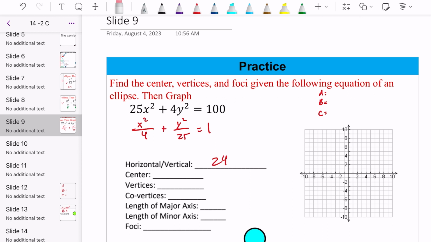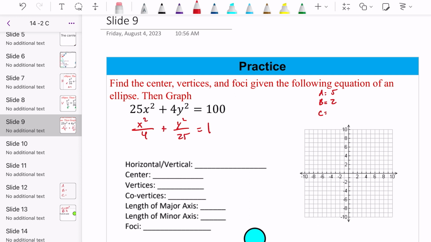Now, let's go ahead and solve for our different letters. In this case, A would mean 5, and B would be 2. In this case, we're going to get both sides of our vertex solved for the foci.